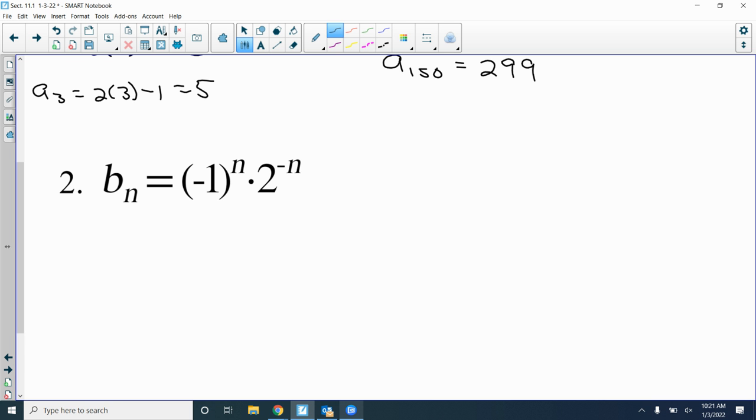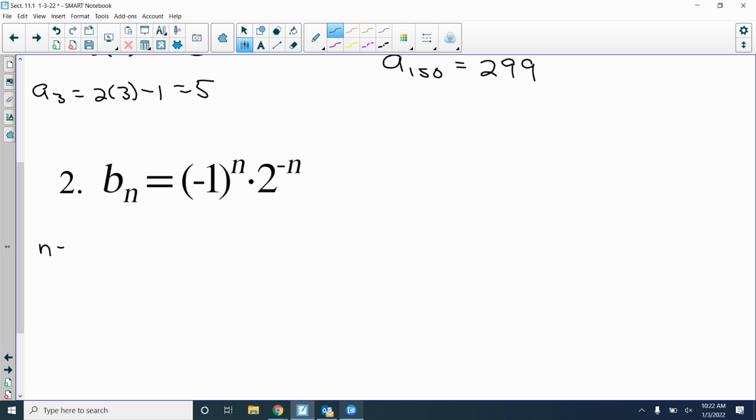Second part. Instead of a sub n, we're going to label it b sub n, equals -1 to the n power times 2 to the -n. You have to start with n equals what? 1. So start with n equals 1. Let's find the first 6 terms.